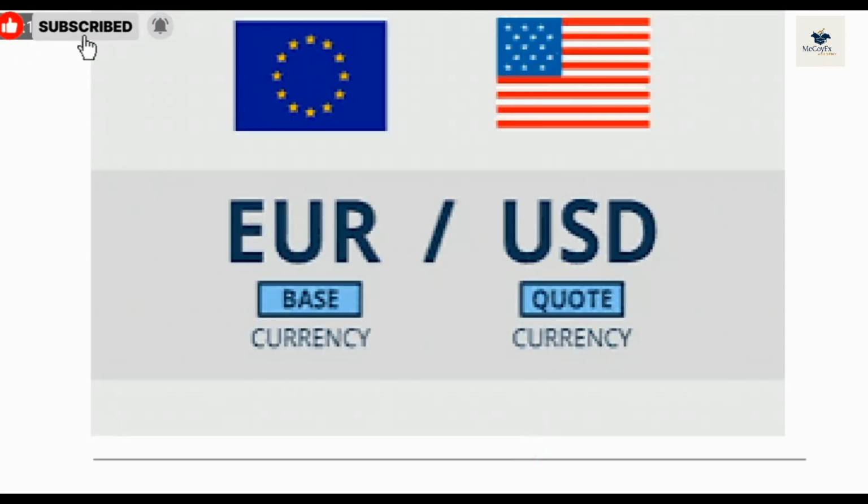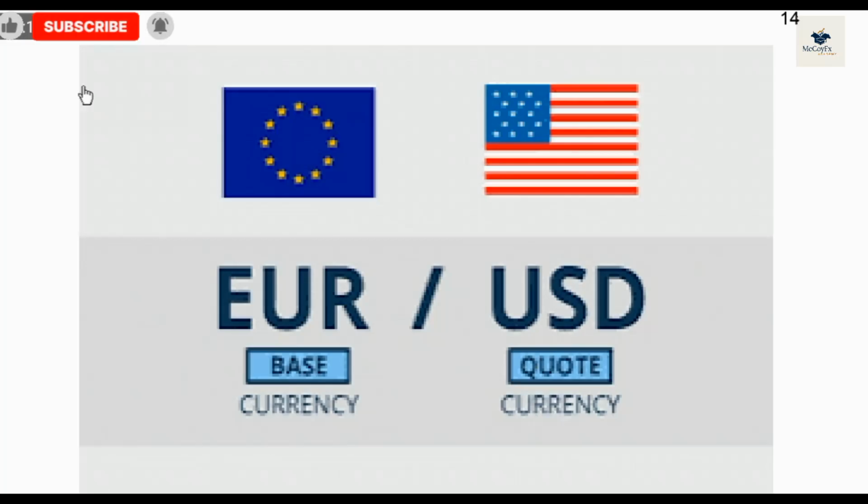So, for example, let's look at this diagram. You can see we have the Euro USD pair here. The Euro is the base currency and the USD is the quote currency. So if you believe the Euro is going to dominate the USD, you will buy the Euro USD pair. If you believe the USD is going to dominate the Euro, you will sell the Euro USD pair.